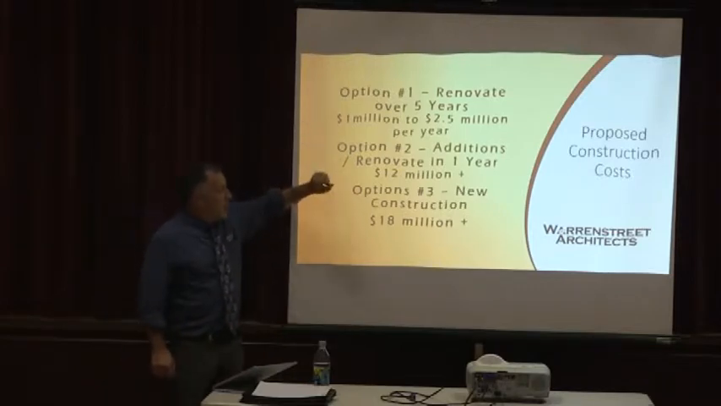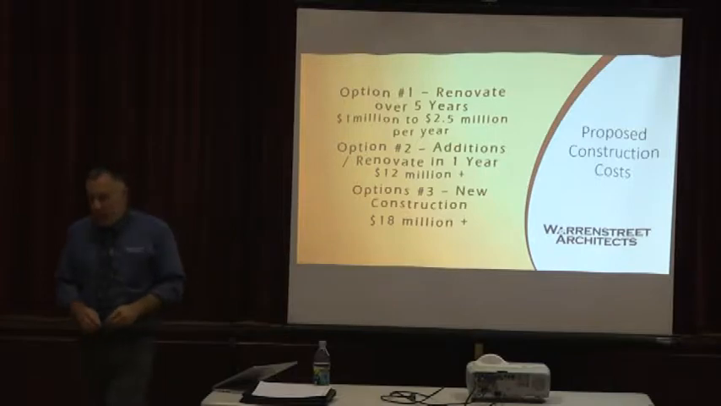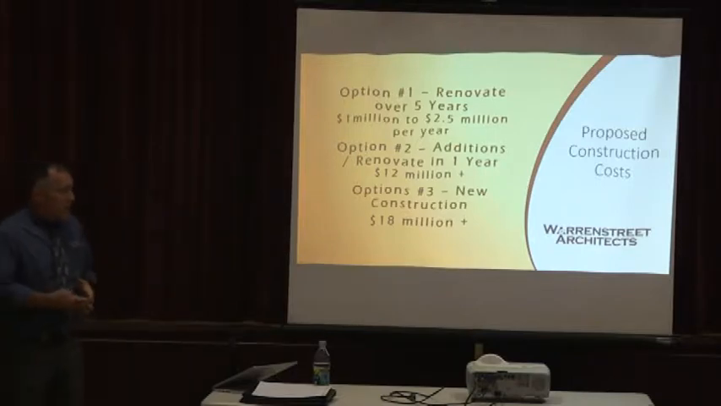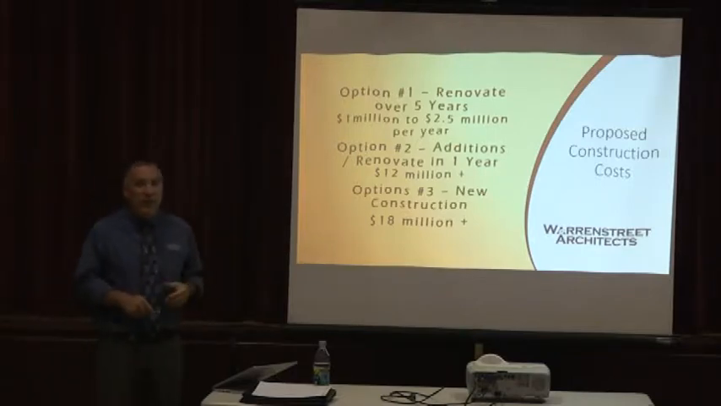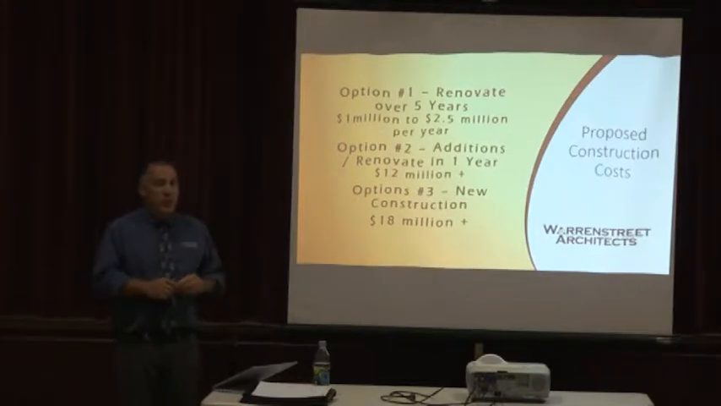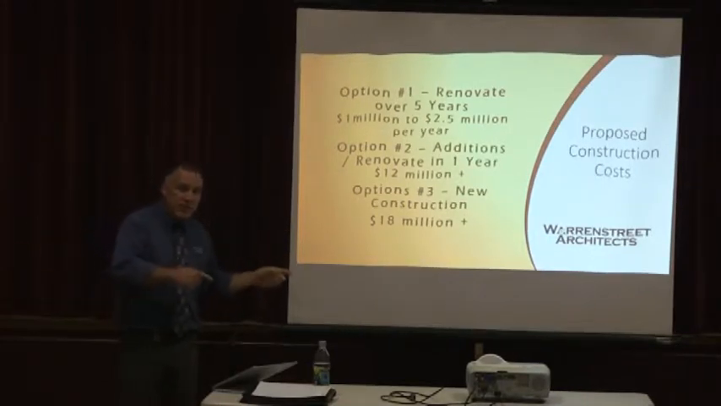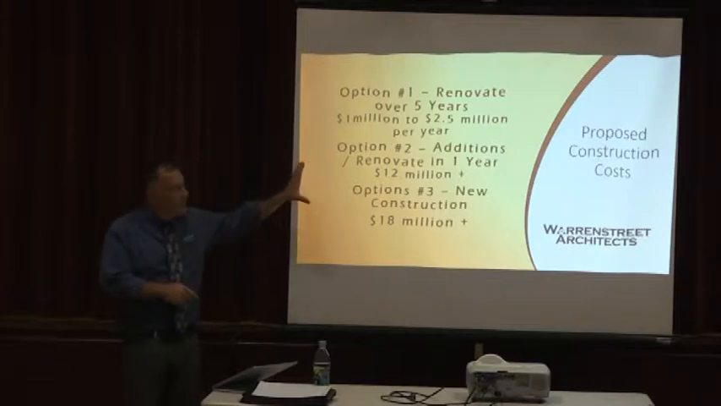The other challenge, the biggest challenge though with option 2, the additions and renovations, is how do you do it? How do you do it in 1 year? Because every corner of the building is renovated. So do you rent a school someplace else, move all your kids for a year while the renovations is going on?